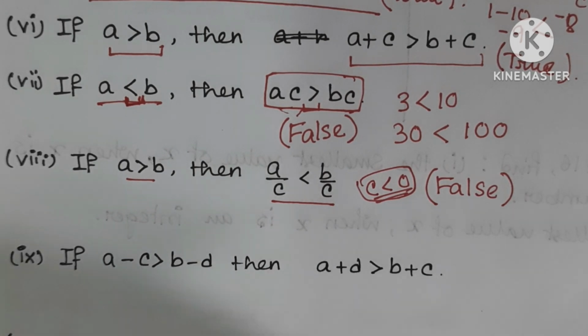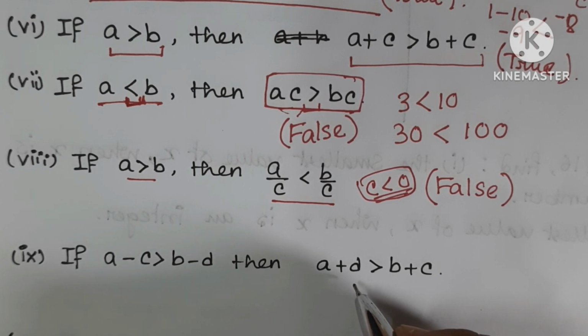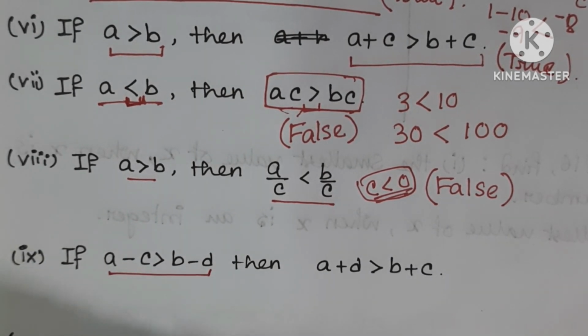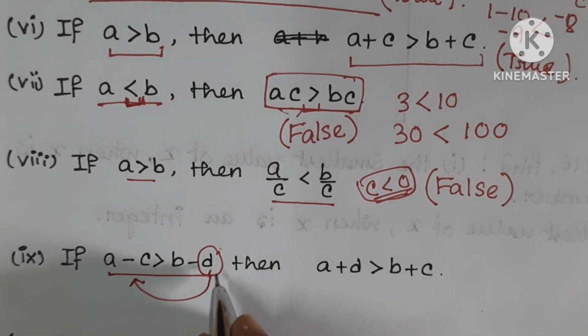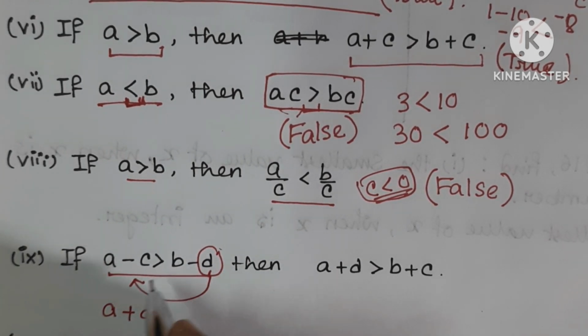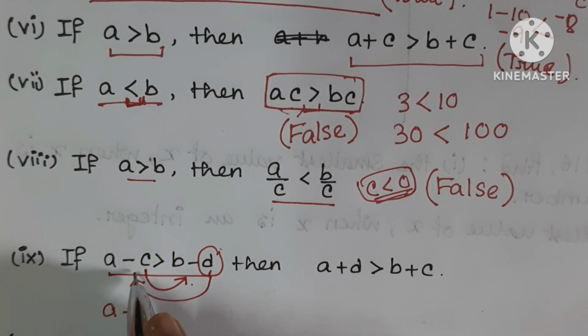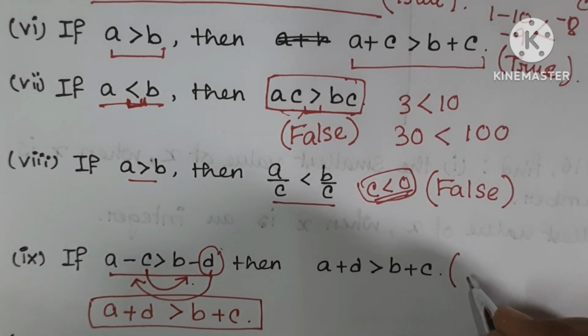If A minus C is greater than B minus D, where D is also a real number, then A plus D is greater than B plus C. See, in this inequation, if you transfer this term from here to here, the sign of D will change, so it will become A plus D. And if you transfer this term to this side, minus C will be plus C, and the symbol will remain same. So this is true.